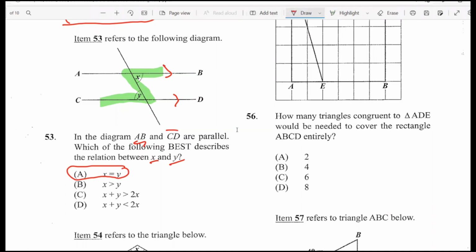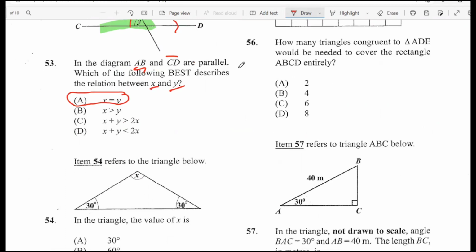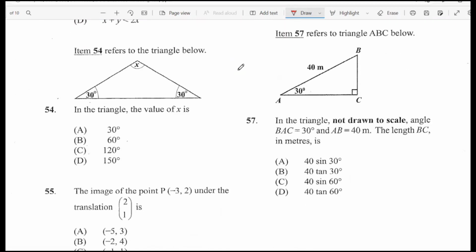Whenever we have parallel lines cut by a transversal, those angles that form in the shape of a Z are always equal. It's called alternate angles. 54.